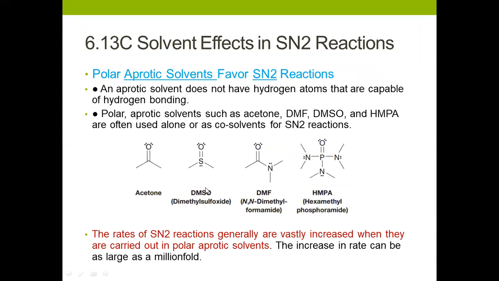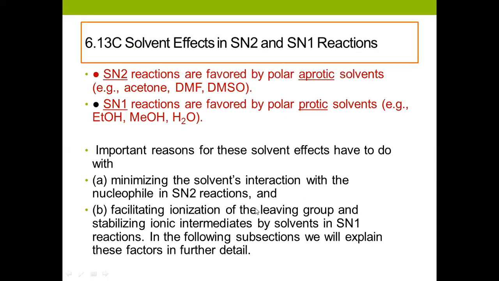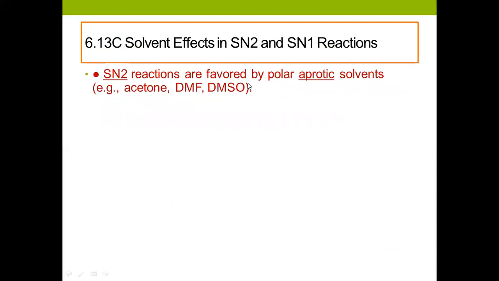You have dimethyl sulfoxide, DMSO, and DMF, dimethylformamide, N,N-dimethylformamide, connected to nitrogen, an amide. And HMPA, hexamethylphosphoramide, with a double bond to O and N. Okay, so SN2 reactions favor polar aprotic solvents, as I have already mentioned.